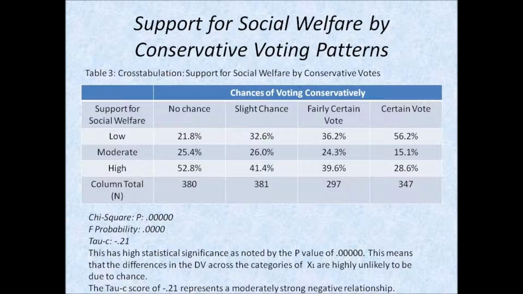Moreover, the tau C score of negative 0.21 represents a moderately strong negative relationship between both variables. Visually, we can see that this is supported by the fact that the bulges in the table follow a pattern from the bottom left to the top right. This means that as support for social welfare decreases, the chance a respondent will vote conservatively increases.